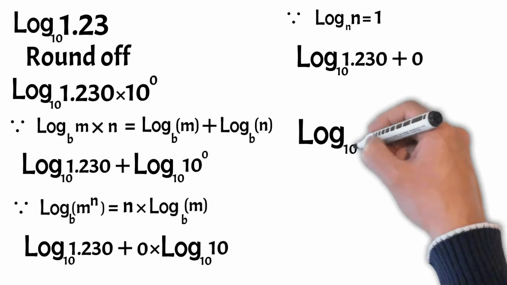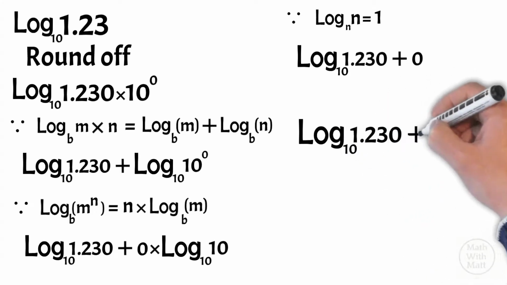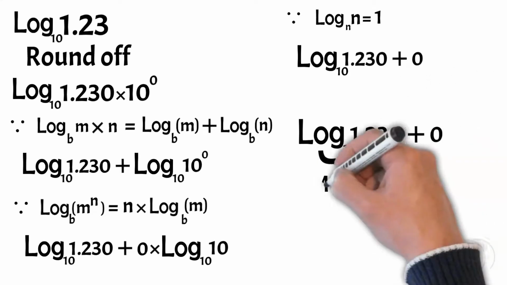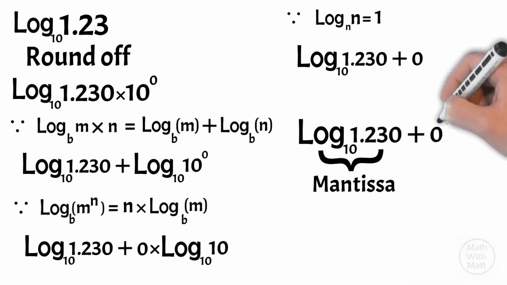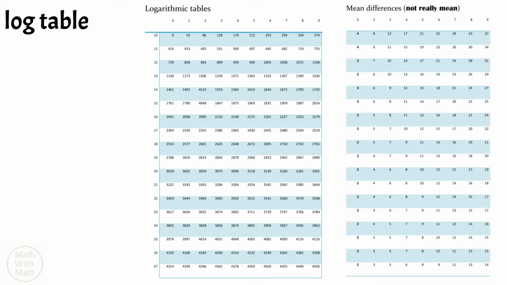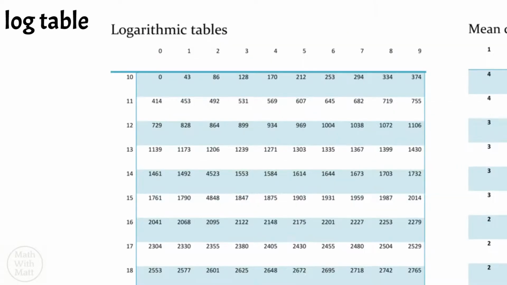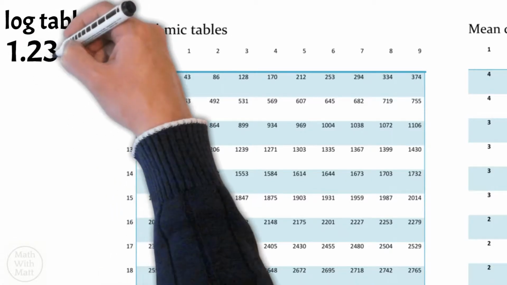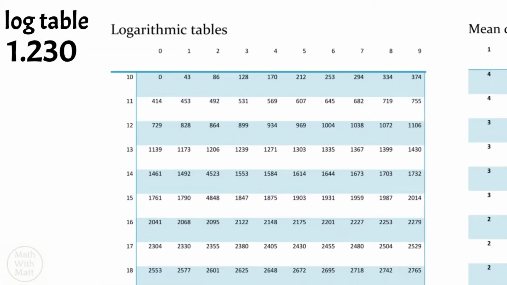And we get log of 1.23 plus 0. Here the log of 1.23 is known as the Mantissa, and the 0 is characteristic. Since characteristic is found already, we now only need to find Mantissa. And to find Mantissa, we use a log table which looks like this. Let's zoom in for a closer look. The number we need to look is 1.23. And for a moment I want you to ignore the decimal over there.